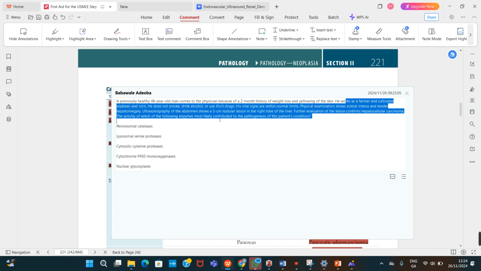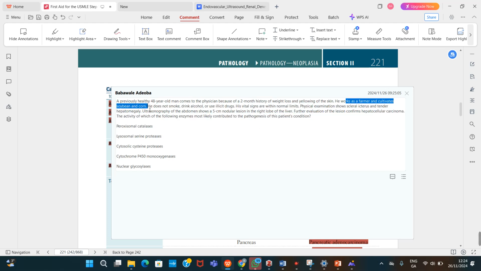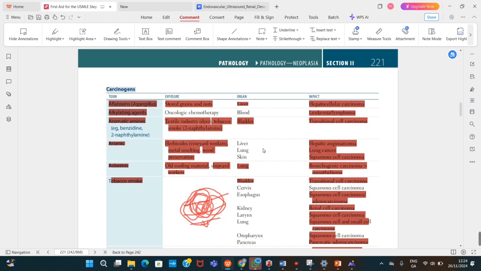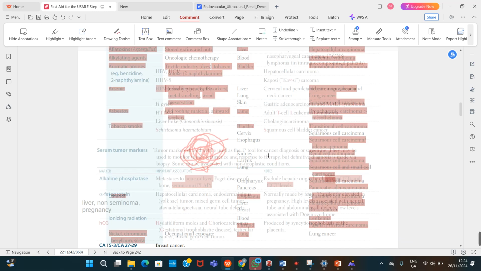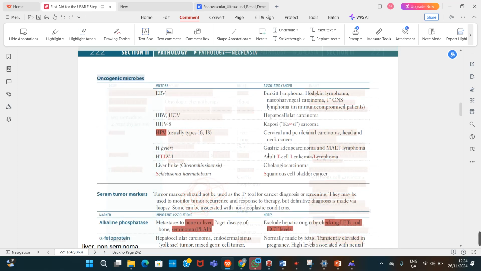The farmer cultivates soya beans and corn. Okay, soya beans, and corn. So it's present in grains and nuts. Soya bean nuts and corn grains. Okay, thank you. You're welcome.